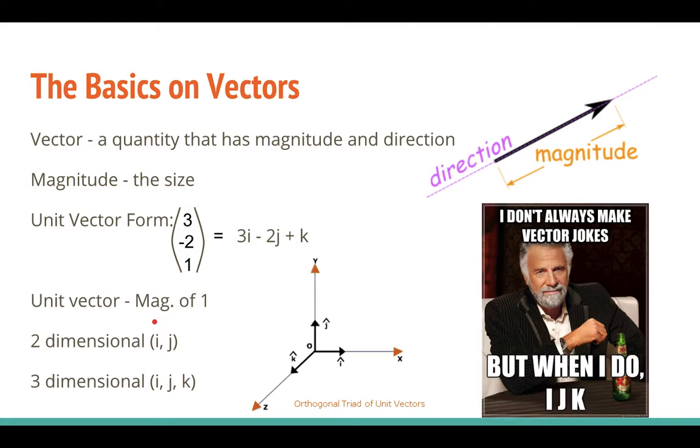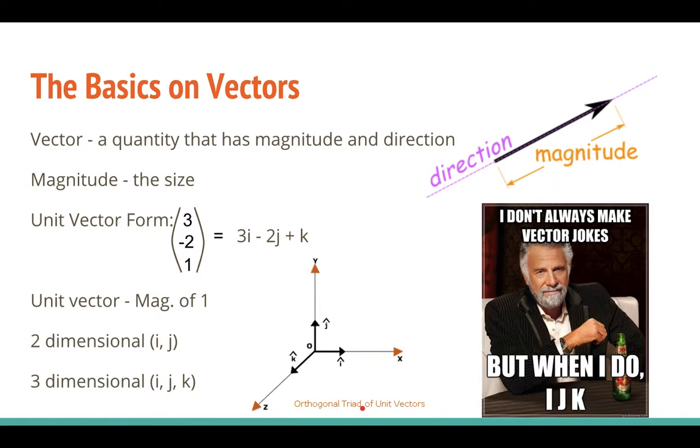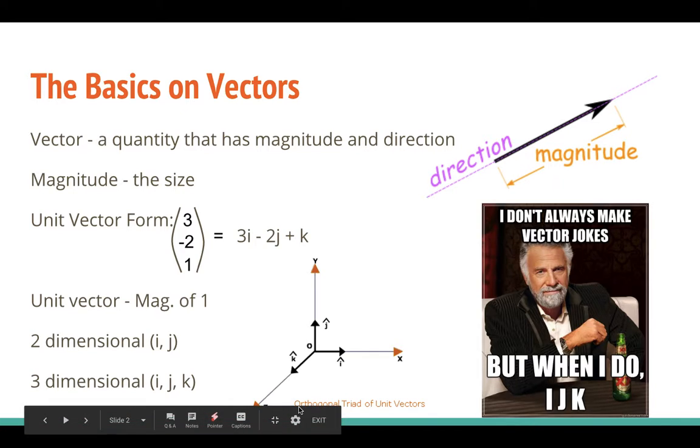A unit vector is basically just having a magnitude of one, the size of one. You'll be learning how to find the magnitude of a vector shortly. A vector can be two-dimensional or three-dimensional. You can see by this illustration that the i and the j correspond with the x and y axis respectively. We can also have a k value that is with the z axis, which makes it three-dimensional.